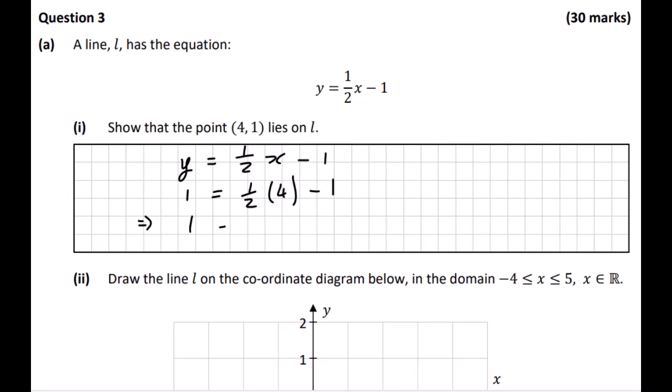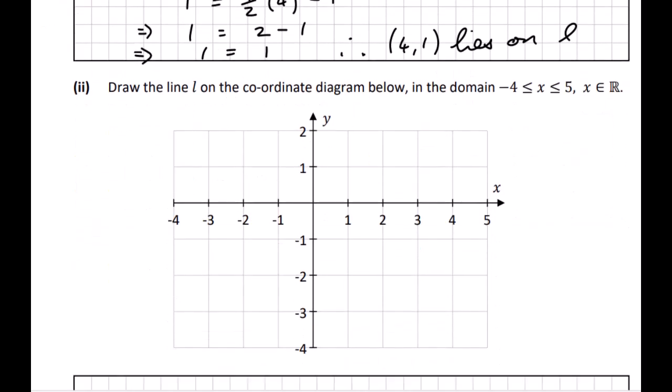So you got 1 is equal to a half. 4 is 2 minus 1. So 1 is equal to 1. Therefore, (4, 1) lies on L. Okay, so that's part 1. Let's have a look at part 2.